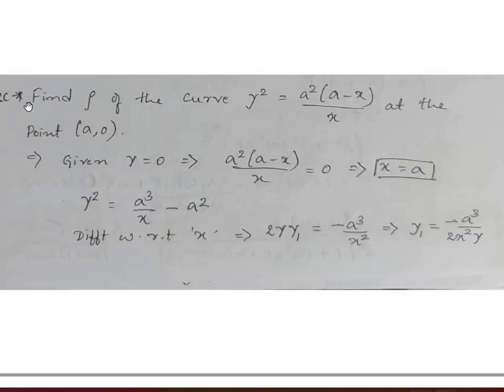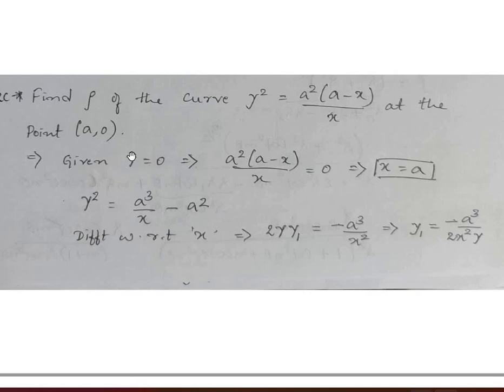Moving on to the next question. Question number 2c: find the radius of curvature for the curve y square equal to a square times (a minus x) divided by x at the point (a, 0). So you are required to find the radius of curvature at the given point for the given function.